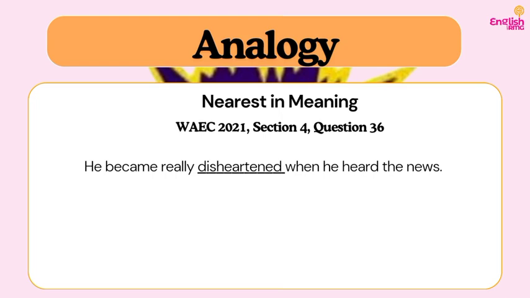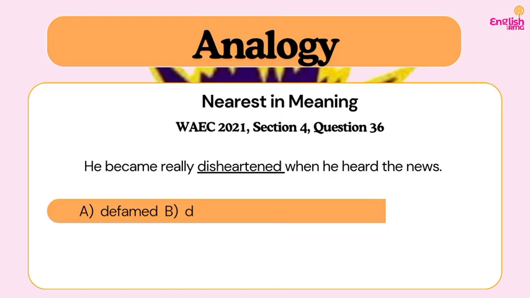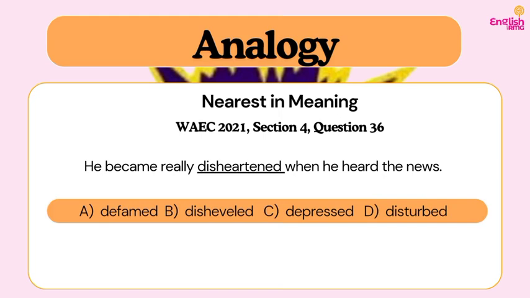So we have, he became really disheartened when he heard the news. So what does it mean to be disheartened? Let's look at the context. When he heard the news, we don't know whether it is good news or bad news. But when something is disheartening, it means that something bad has happened. You know how someone will react when the person learns about bad news.